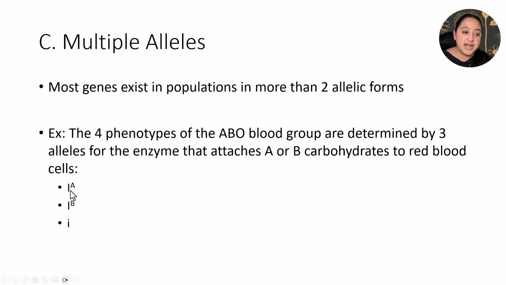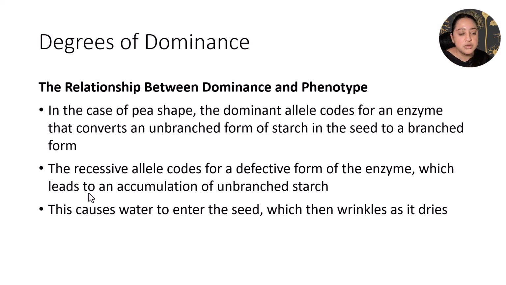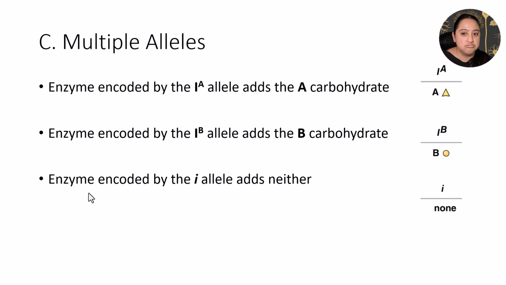You can have IA, you can have IB, or you can just have i. So these are 3 different possible alleles, and then you can have 2, right? So wait a second. This is the wrong slide. Okay, I'm gonna have to come back to those slides.